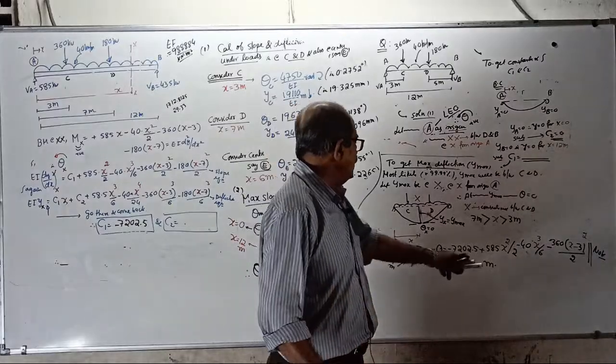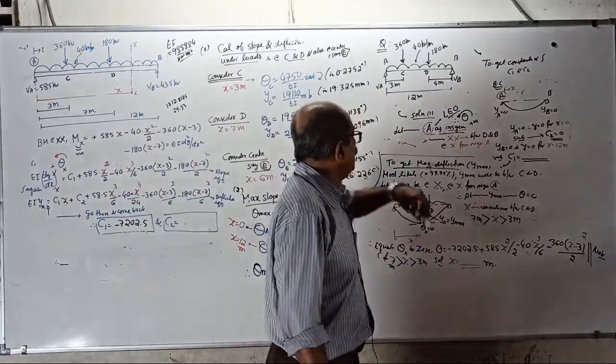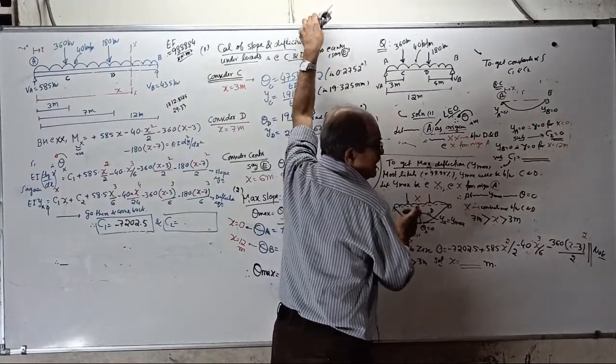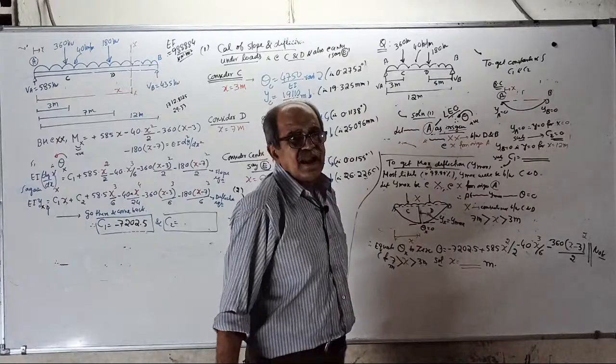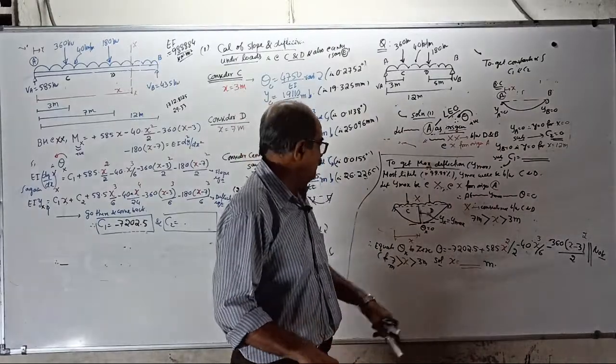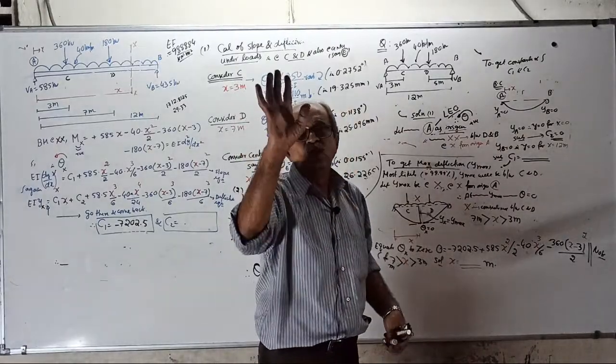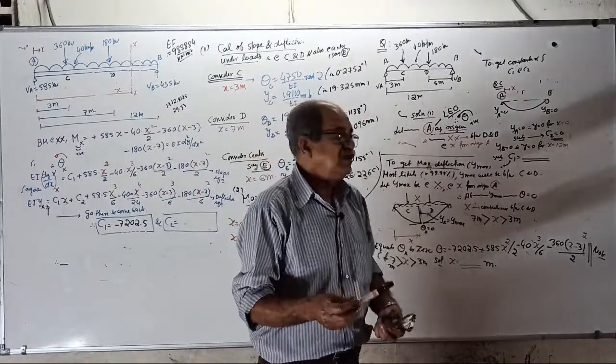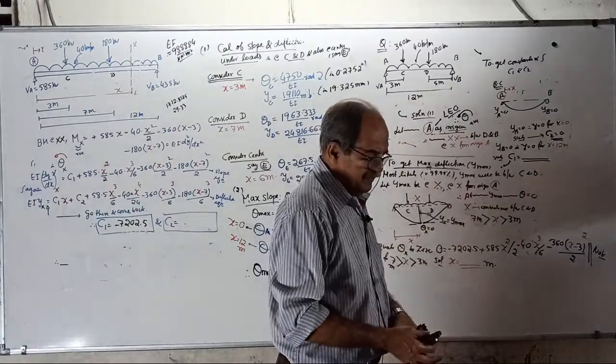Tell me the value of x. That x value, if it comes more than 3 meter, less than 7 meter, our assumption is correct, confirmed. At that point, we will find the deflection. Therefore, now it is for you to get the value of x. When you give the value of x, I will continue. Start. Correctly get me x value.